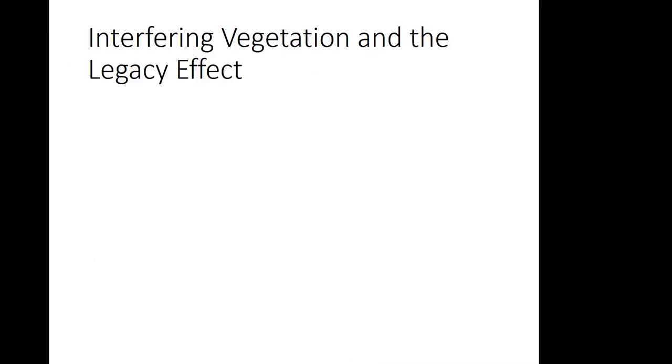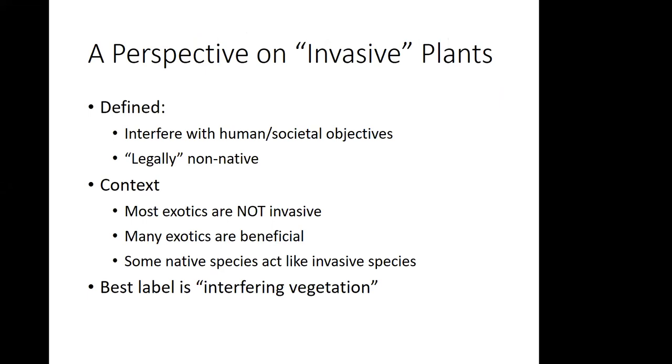So now let's turn to interfering vegetation. I want to start by just kind of defining some terms. We often hear about invasive plants, and that has a legal definition in New York. It has two components to that definition. One is that it interferes with human societal objectives, and that they are legally non-native. So they did not originate in New York, or have no original historic context for that. Most exotics, or non-natives, are not invasives. So corn is an example, apple trees is another example. These are exotics, they're not invasive.